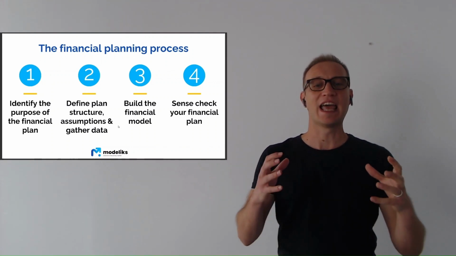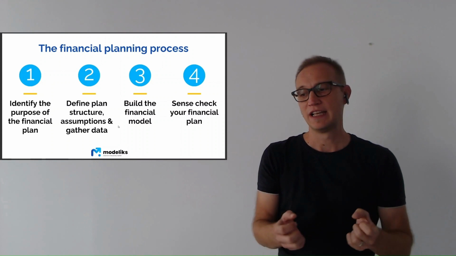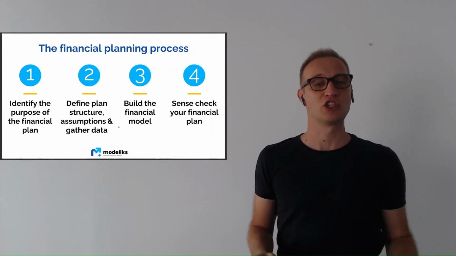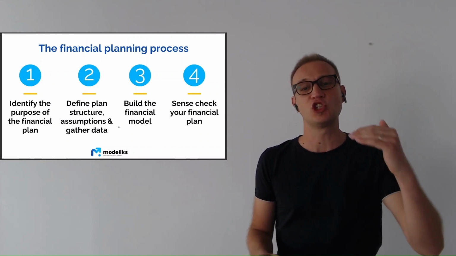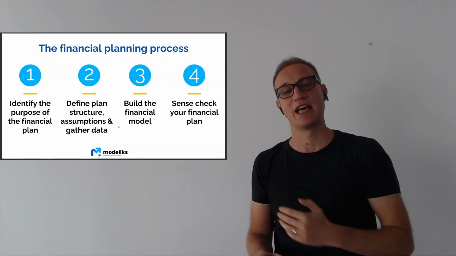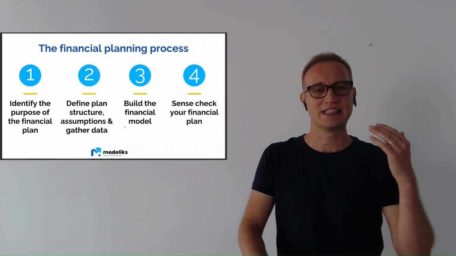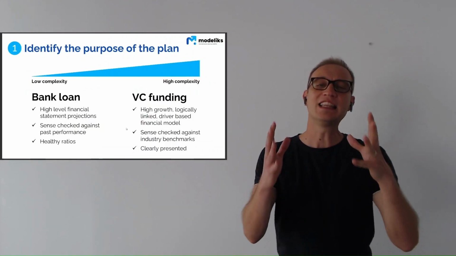Step number 3 is building the actual financial model that does all the math and all the calculations for the financial plan. And step number 4 is sense checking the results of your financial plan, whether they make sense or not. So let's deep dive into each one of these steps. Step number 1, identify the purpose of the plan.